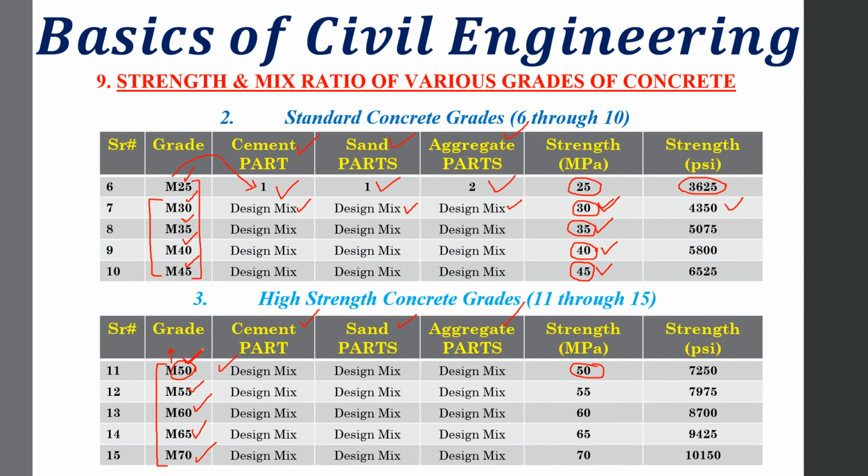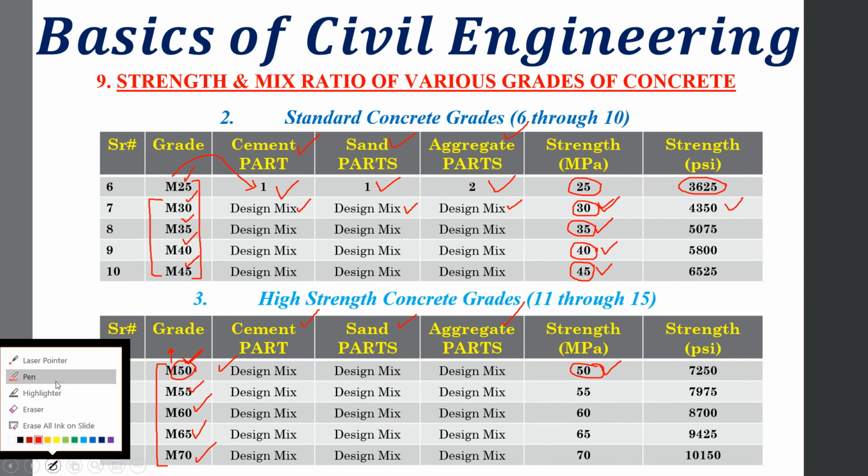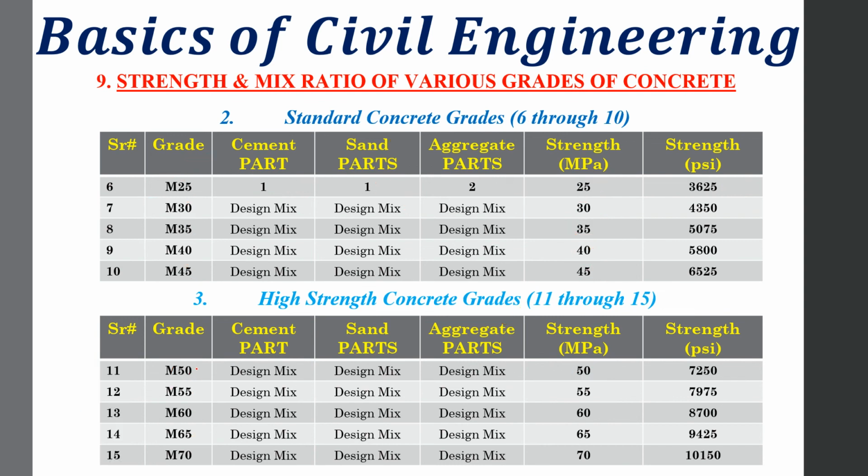You will design any mix having a strength of 50 but not less than 50 megapascals. These strengths are mentioned as minimum strength required. So for M50, if you ever need M50 grade concrete, then you will design a mix whose minimum strength after 28 days, from a cylindrical sample, is 50 megapascals.